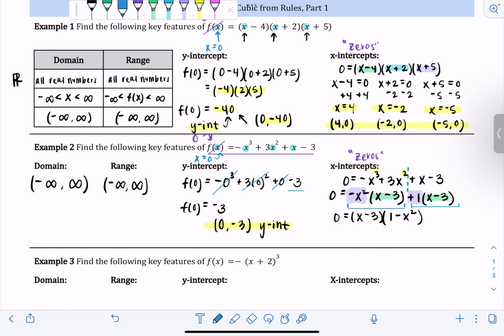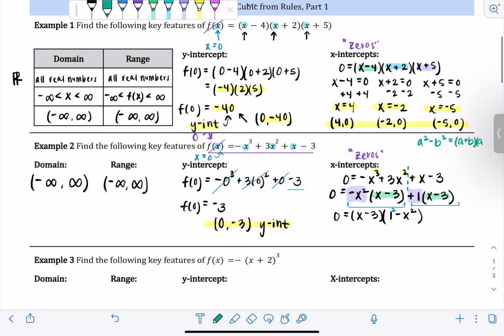Okay. And then now we want to make sure it's factored all the way. This is a difference of squares because 1 is 1 squared. So remember, the difference of squares pattern is a squared minus b squared. That factors into a plus b times a minus b. And then my a would be 1, my b would be x. It doesn't always have to be the variable in front, it just is a lot of the time. So it'll be 0 equals, and I'm going to bring down the x minus 3.